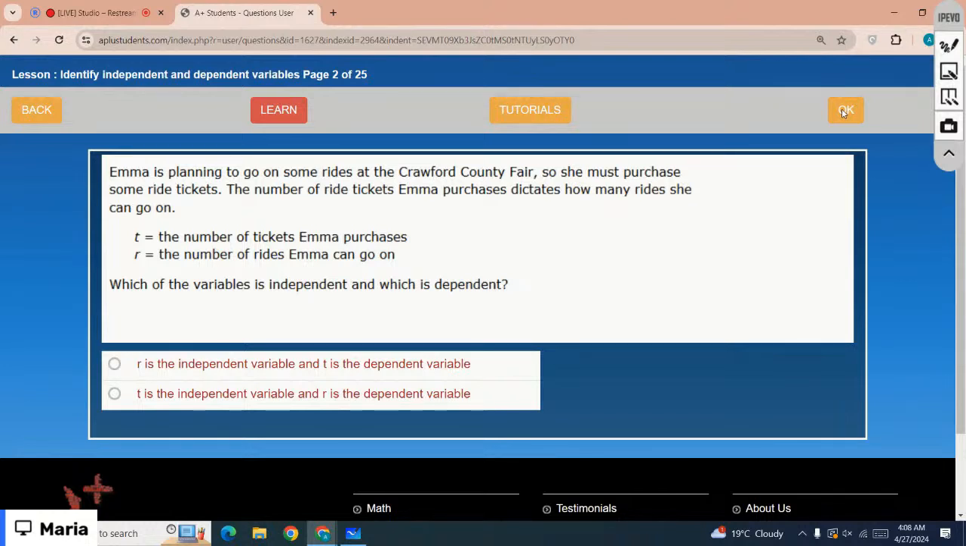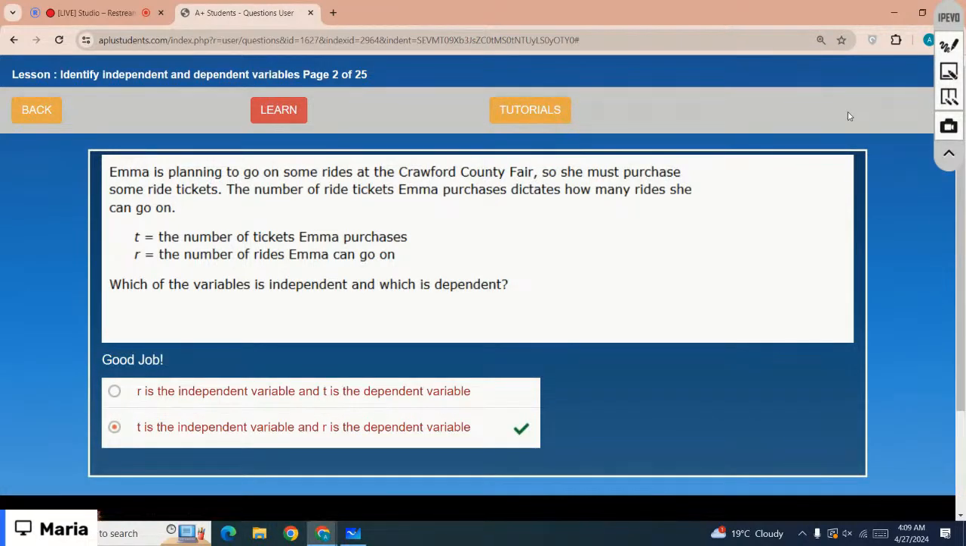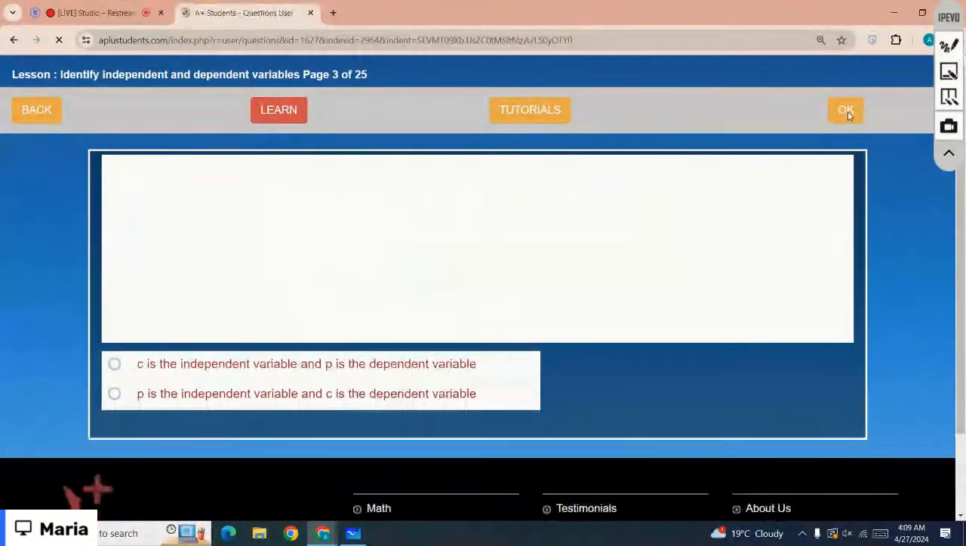The number of ride tickets Emma purchases dictates how many rides she can go on. So the number of rides depends on the number of tickets she has, right? So R is the dependent variable and T is the independent variable.